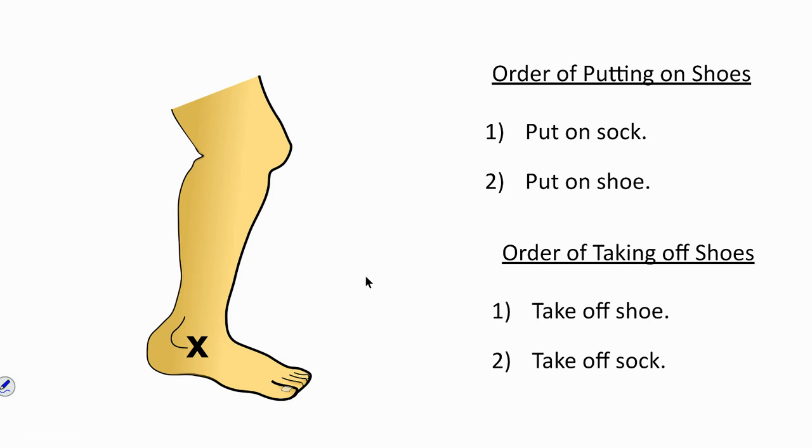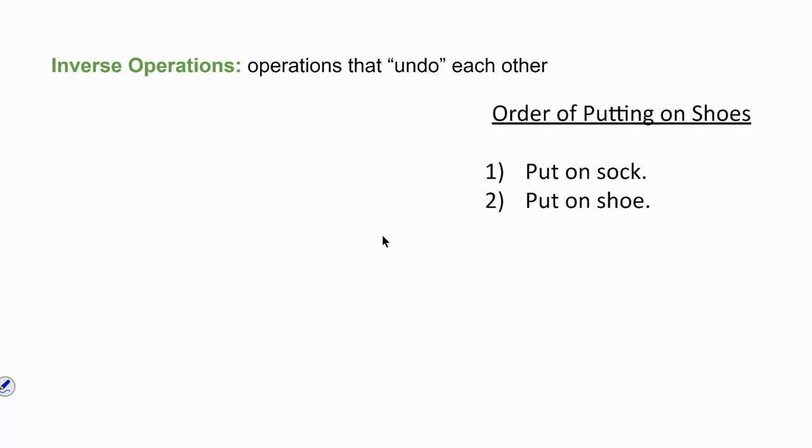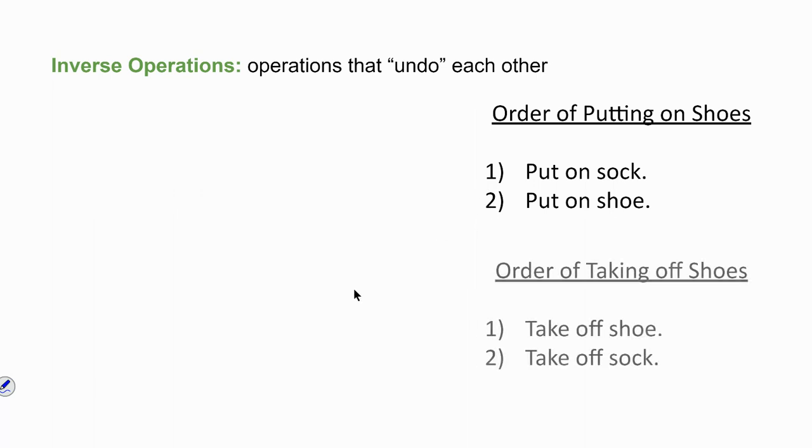Now, when we're solving equations, this idea of putting on and taking off is really a representation of this term: inverse operations. Inverse operations are operations that undo each other. And we just saw a really good example. When I put on shoes, I put on a sock, I put on a shoe. And to undo that, I take off a shoe. So taking off my shoe, mark that, undoes putting on my shoe.